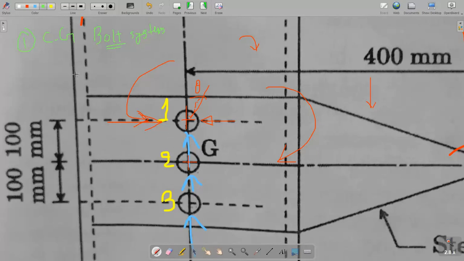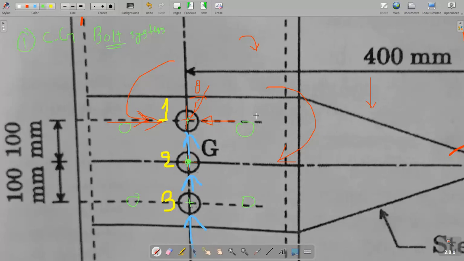What is the CG of the bolted system? This is the center line, I am marking it with green. What is the distance, 100 mm, 200 mm, between the centers of the three bolts? So you have to find the CG. The CG will lie somewhere here. This is the easiest question. If there are six bolts like this, the CG will again be the same.